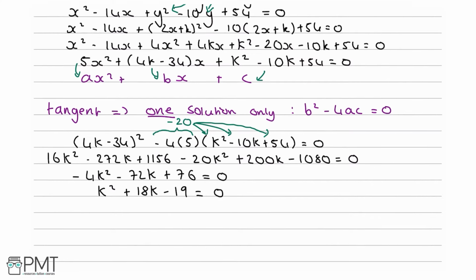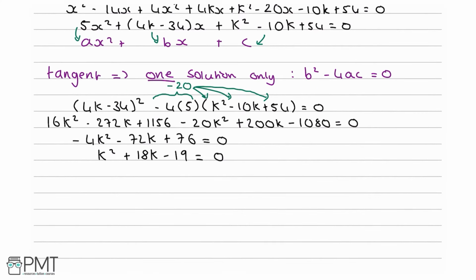So we are now left with a quadratic. All we need to do is find two numbers which multiply to get minus 19 and add to get 18. To get minus 19, the only options are either minus 1 and 19 or minus 19 and 1. But since we have 18k here, we know we need the 19. So 19 minus 1 gets us 18. So we're going to have k plus 19 times k minus 1, which equals 0.